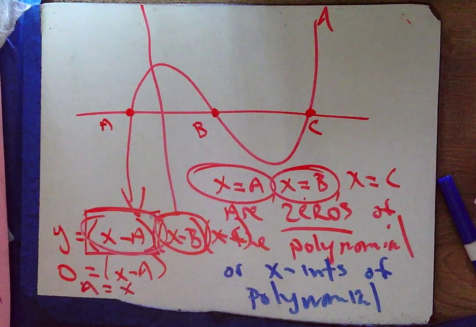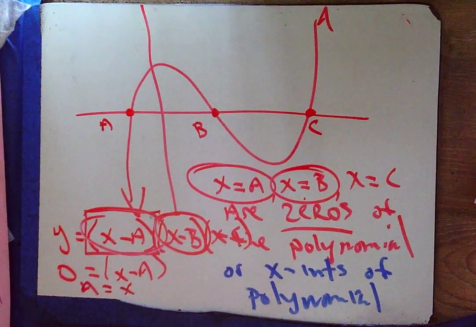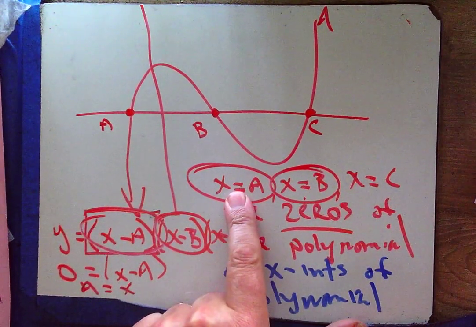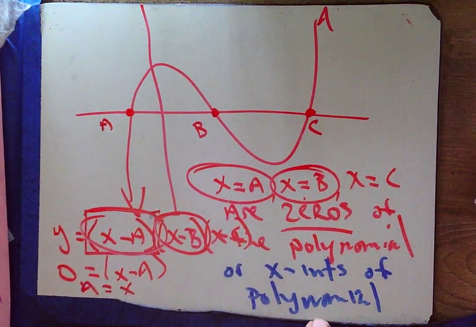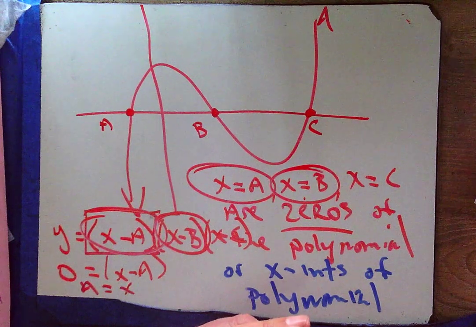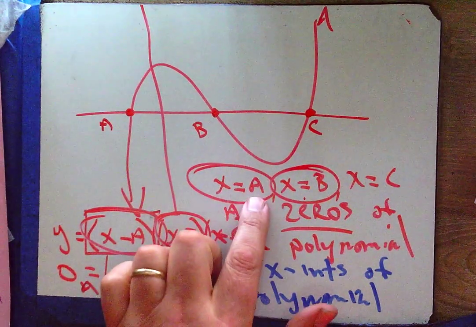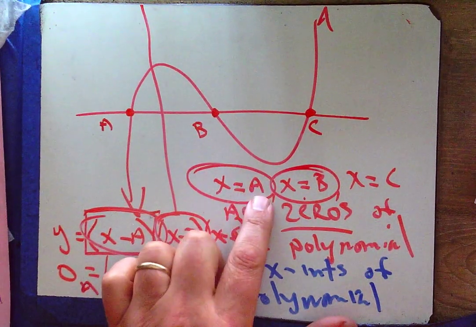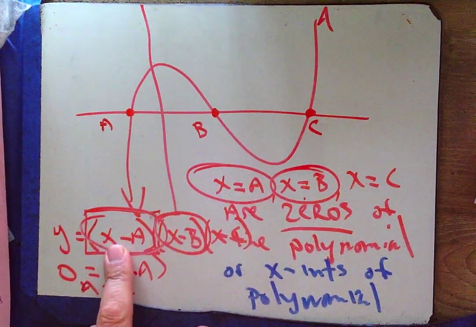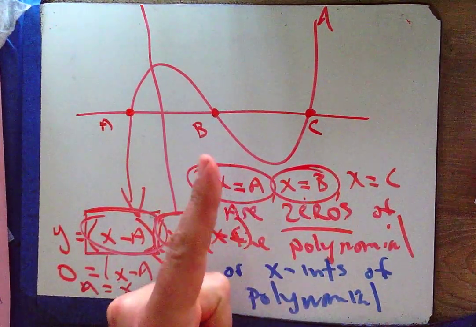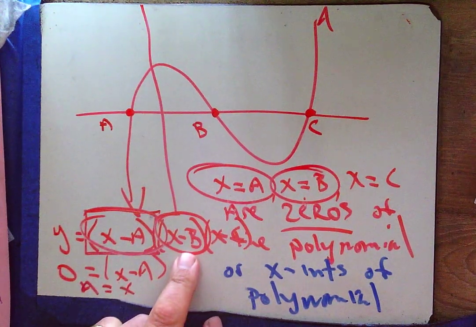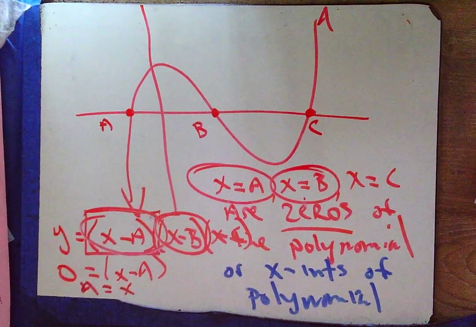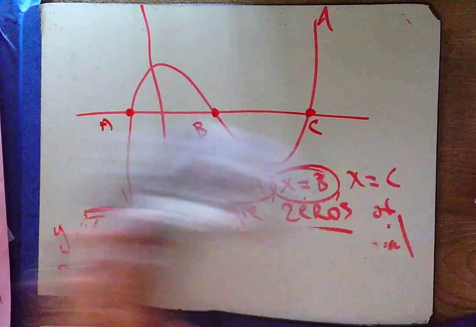Okay? So pay attention to the language. This is a 0, a root, an x-intercept. We've got lots of words we can use to describe this. 0, root, x-intercept. And here, we can turn those zeros, roots, or x-intercepts into factors of the polynomial. Speaking of factors of the polynomial, I want to tell you about this guy.